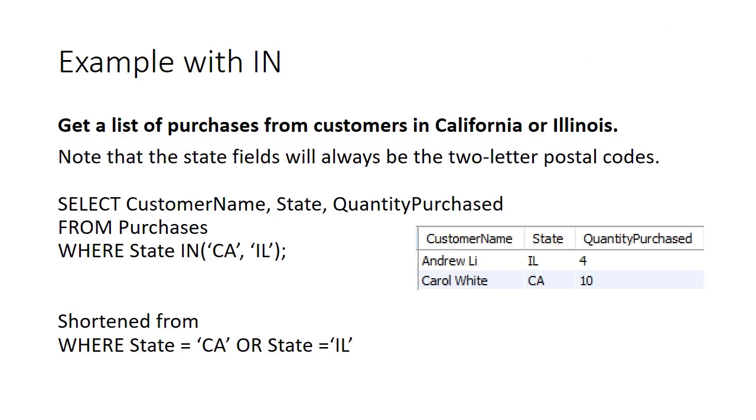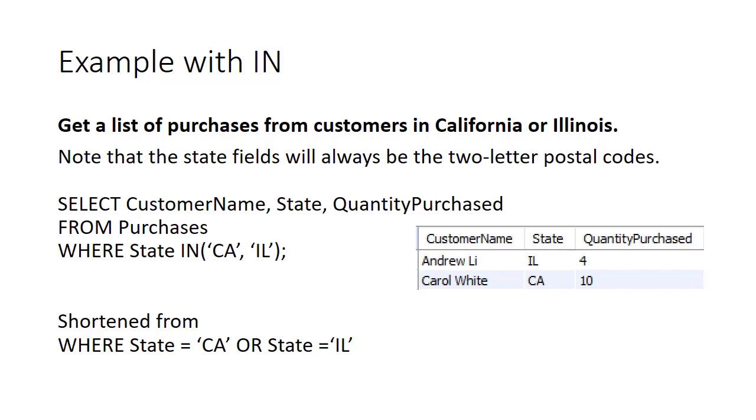An example with in. Say we want to get a list of purchases from customers in California or Illinois. So first of all, I want to note that we're always going to use the 2-letter postal codes, and whenever I ask a question in your homework or on a quiz, I will always give you the 2-letter postal code. So in this case, California is CA and Illinois is IL.